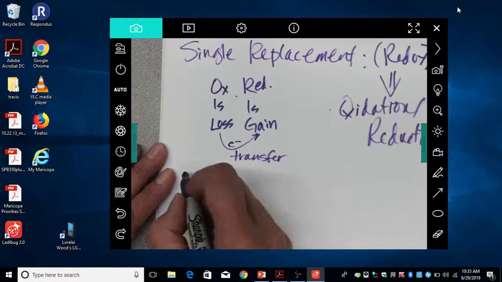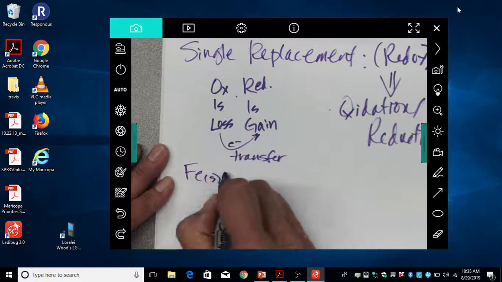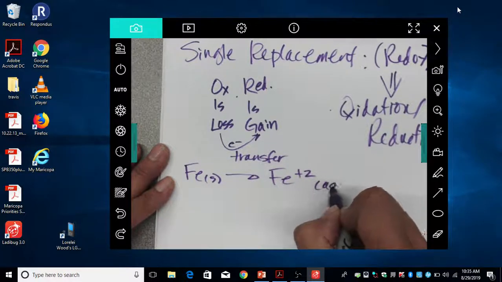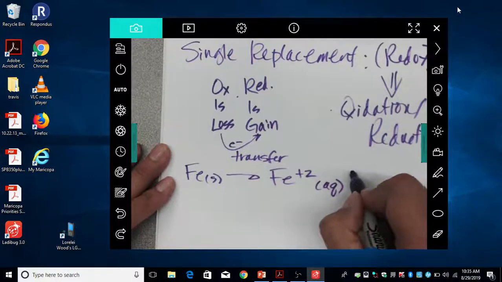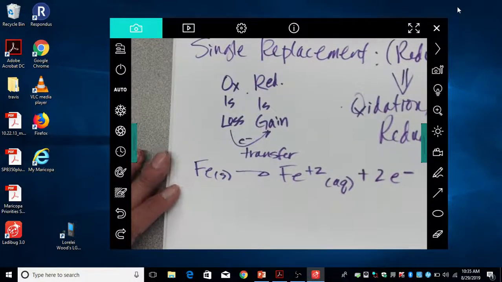So if you look at something like, you want to write a reaction for them, you can say Fe solid changes into an ion of iron. Generally that happens in aqueous solution, plus 2 electrons that you set free. You can also say the opposite is true.